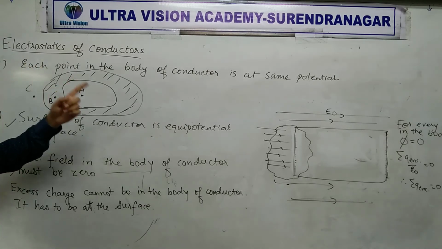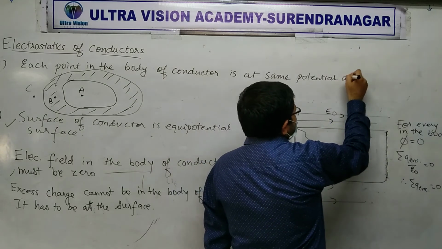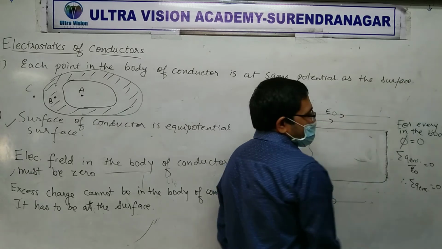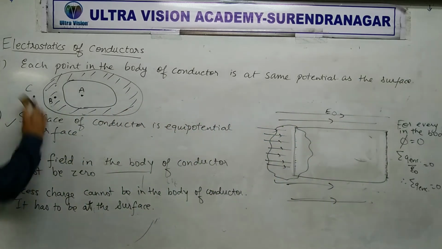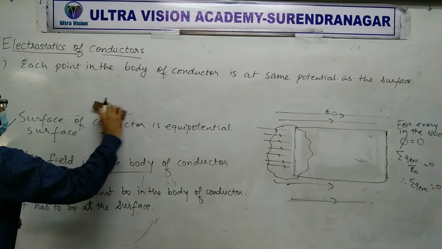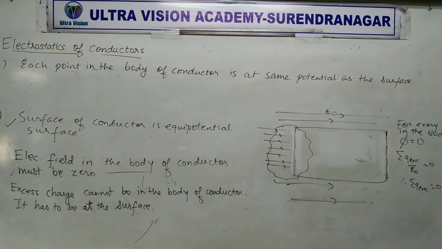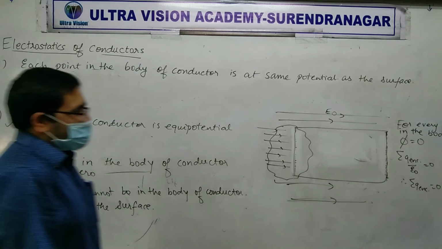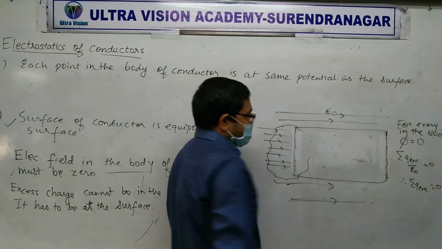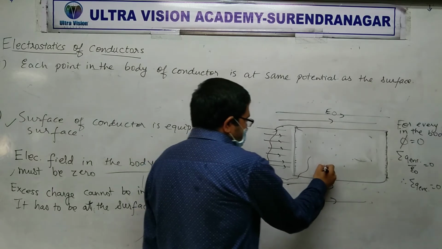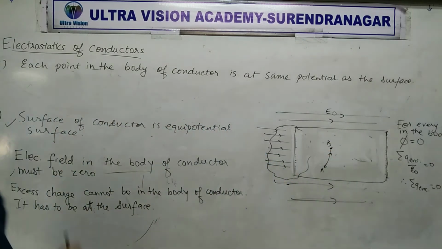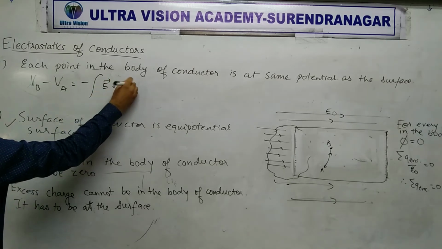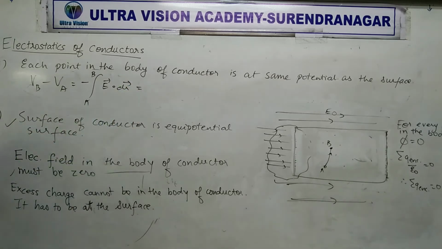So I'm saying that each point in the body of the conductor is at the same potential as the surface. Why so? Point number 3 will help us. What have we proven? That in electrostatics, everywhere in the body, the electric field is zero. So if you go from point A to point B, let's find the potential: VB minus VA equals negative integral of E vector dot dr from A to B. How much will this be? Zero. Electric field is zero everywhere, so potential difference is also zero.